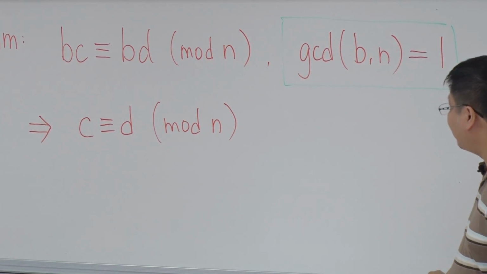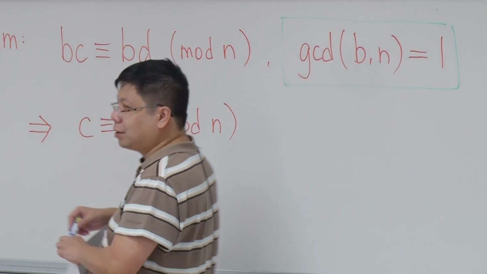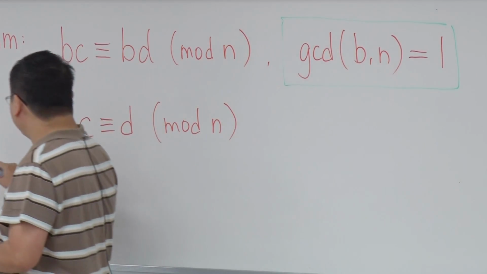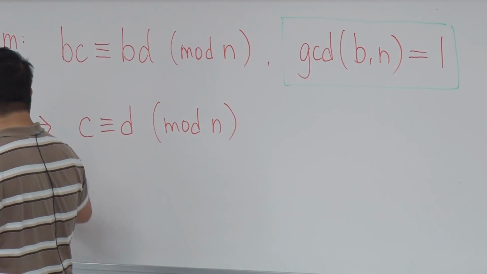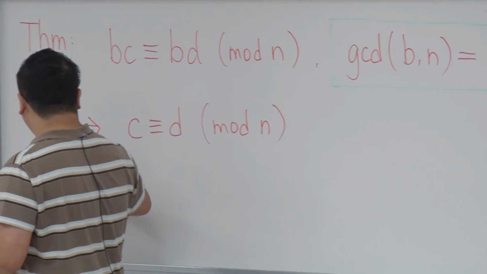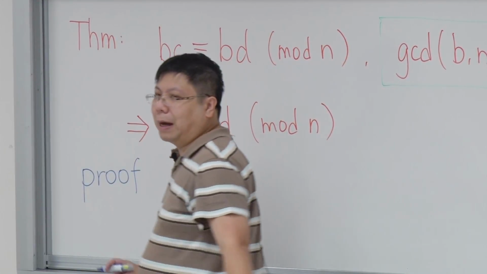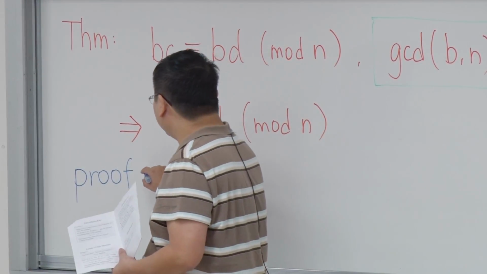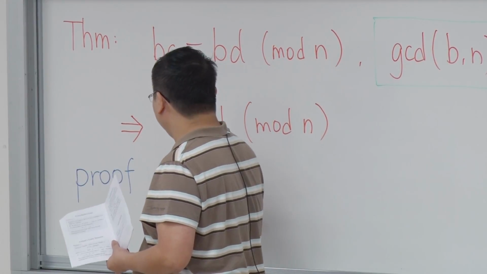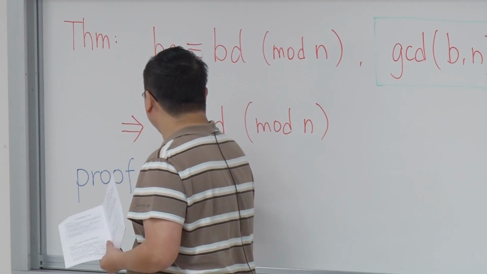Okay, so let's have a proof. We can prove this in two different ways. One is by definition, and the other is by the property of GCD that we have studied. So proof number one. Proof 1, version 1.